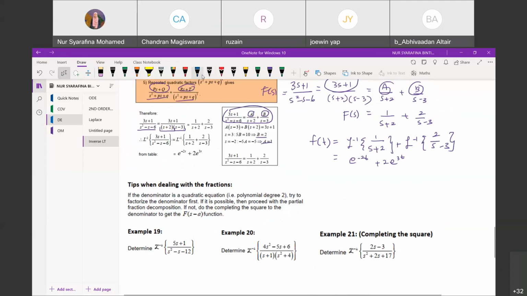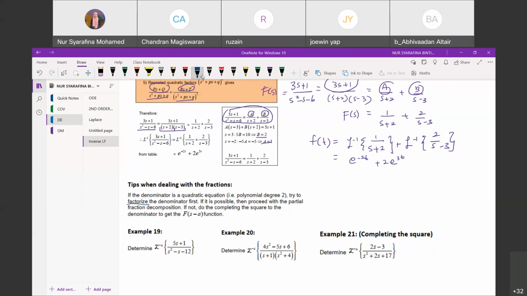Okay, now let's take a look at this. So tips when dealing with the fractions. If the denominator is a quadratic, okay, first what you can do is try to factorize. Try to use your calculator. If it is doable for you to factorize, then you just can factorize. If you have a linear factor, then you can have a constant as your numerator. Okay, if it is possible, then proceed with the partial fraction decomposition. If not, we can apply the completing the square method.